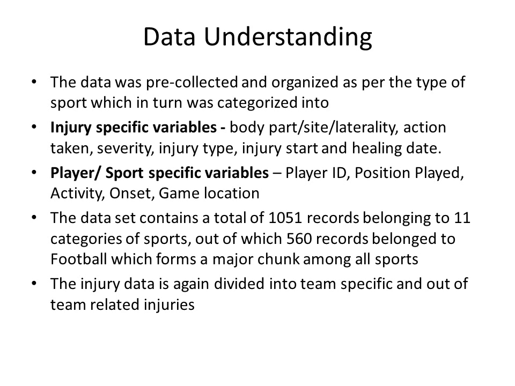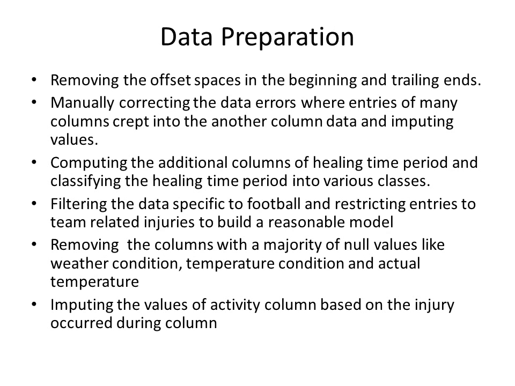The data here was pre-collected and organized as per type of sport, which was again categorized into injury-specific variables like body part, site, laterality, action taken, severity, and player-specific variables like player ID, position played, etc. The dataset contains a total of 1051 records belonging to 11 categories of sports, out of which a majority of 560 records belong to football. The injury data here again is divided into team-specific and out-of-team related injuries.